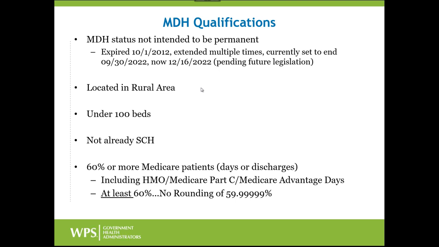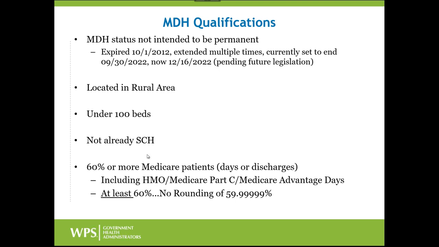So with Medicare Dependent Hospital status, you must be located in a rural area. Even if you were reclassified to that rural area, you have to have under 100 beds. And you cannot already be classified as a sole community hospital, which sounds a little odd, and as we'll see in the payment discussion, sole community hospitals actually receive a little bit more payment than a Medicare dependent hospital. So this little piece of the regulation definitely seems odd, but what they're saying is you cannot be both at once.